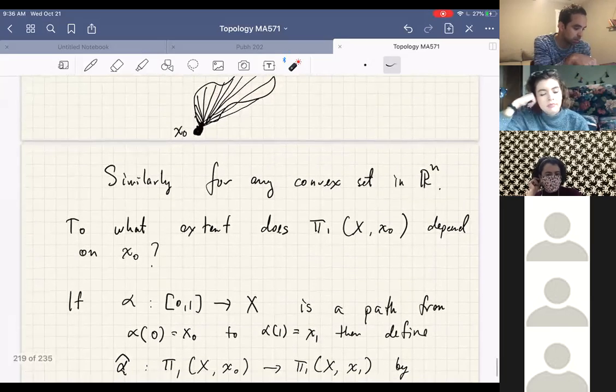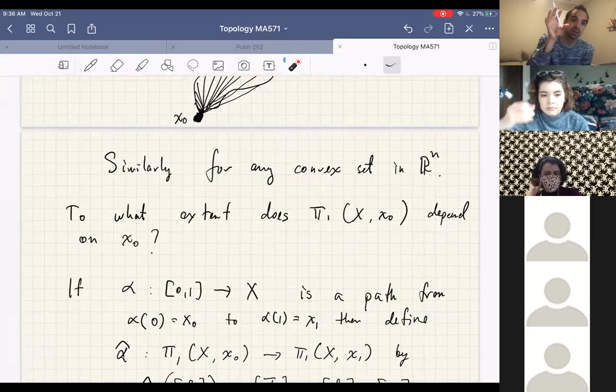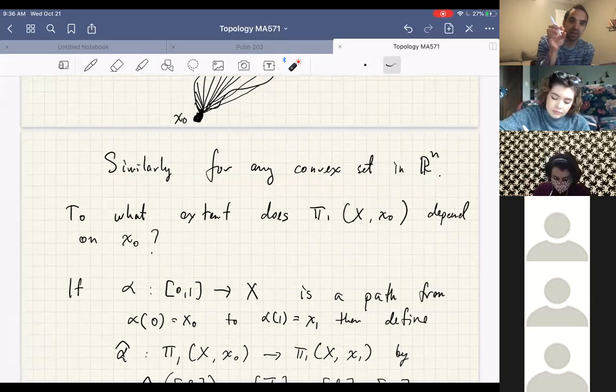And this argument works for any convex set in Rn, because if I'm using straight lines, then the homotopy will stay inside that convex set, and will define a homotopy of a loop inside a convex set to a constant loop.